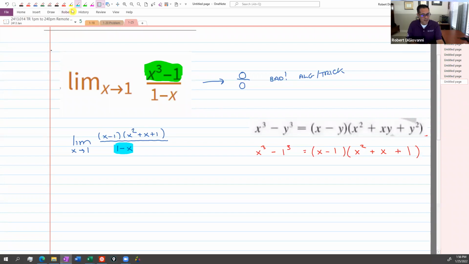And do you all see that in the numerator, we almost have a 1 minus x? We don't, though. We have x minus 1. And those are not the same thing, are they? They're not.